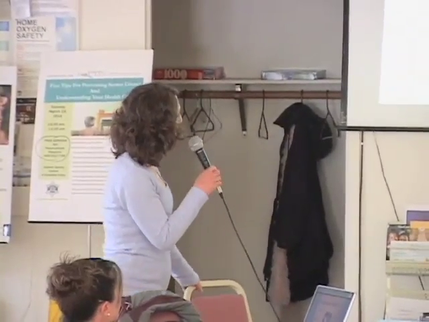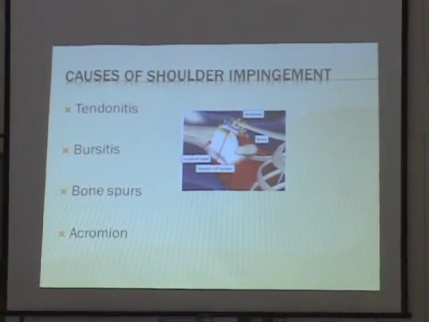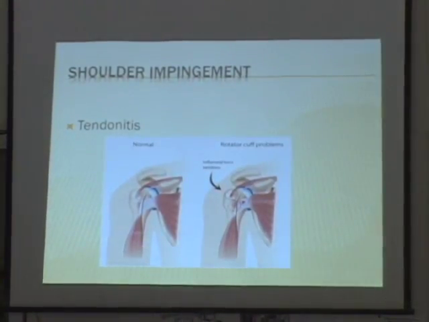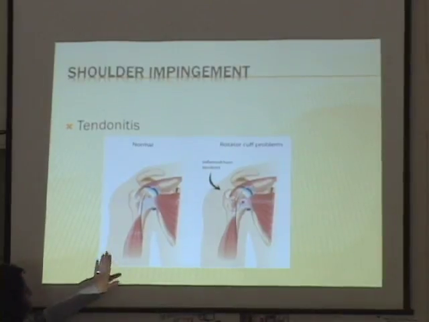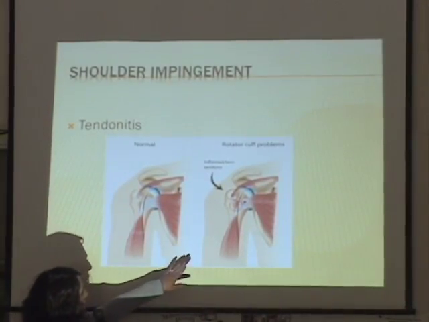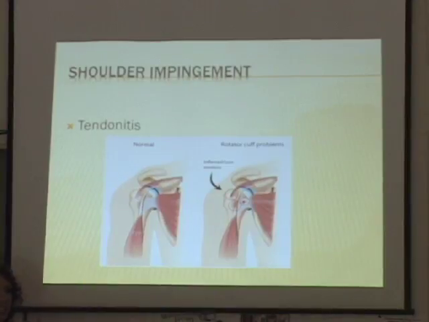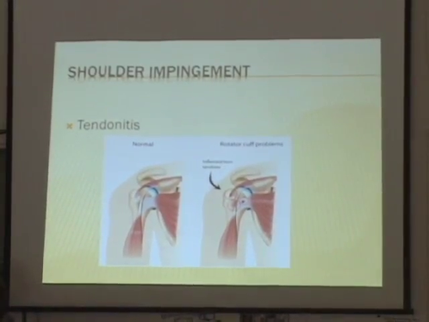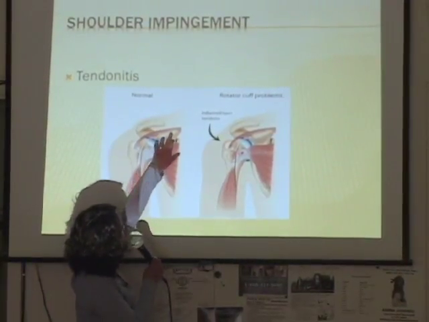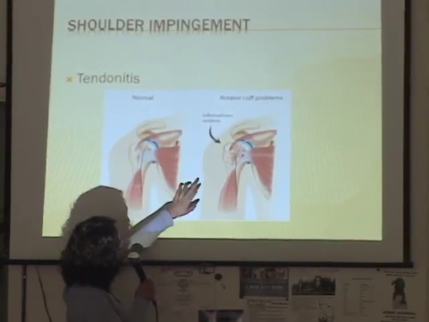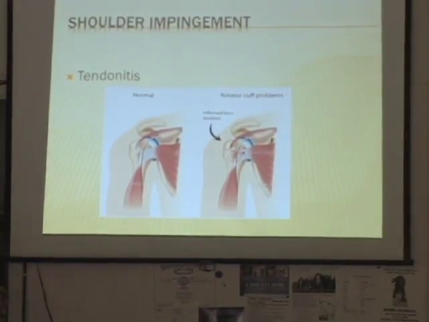So there are other causes of shoulder impingement: tendonitis, bursitis, bone spurs, and acromion problems. First, with the tendonitis, there are actually two main tendons that are affected. To the left, this is a normal shoulder that's not inflamed. To the right, the lower circle is the bicipital tendon. It runs right in the front of your shoulder, and it attaches the bicep or the upper arm muscle to the bone. That can get inflamed. Here, like Lynn said, this is the supraspinatus muscle, and that tendon can also get inflamed as well.